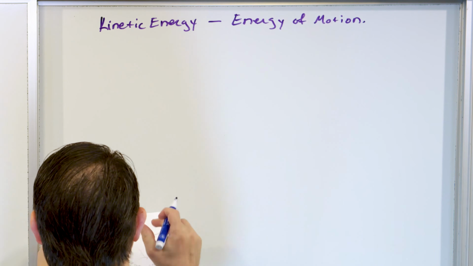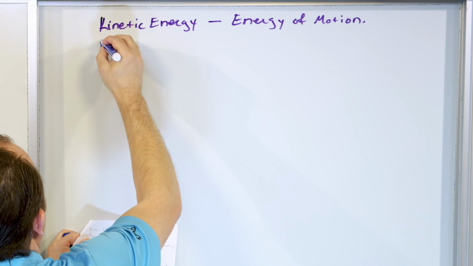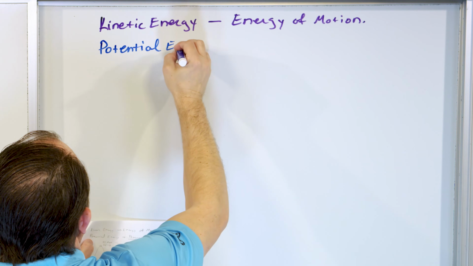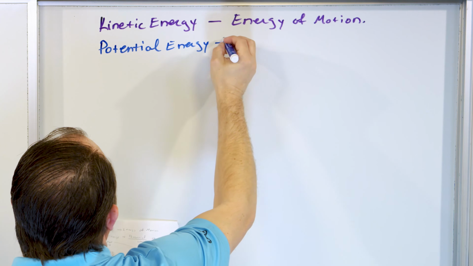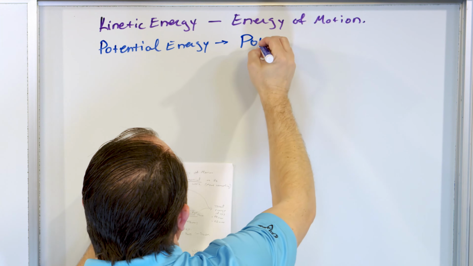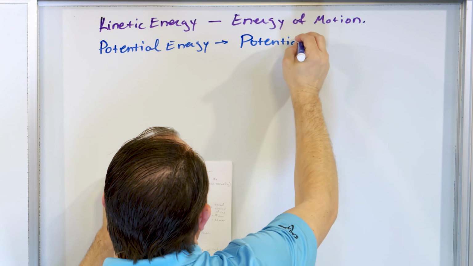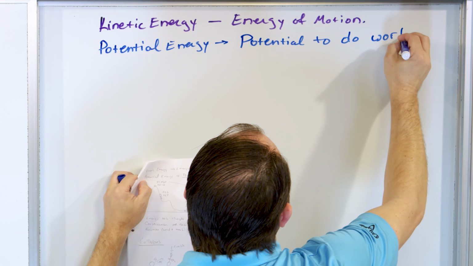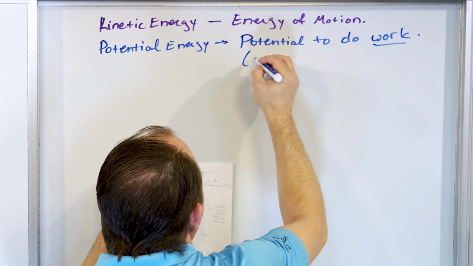Now the counterpoint to this, the other kind of energy we're going to talk about in the beginning here is called potential energy. Right? Now, the potential energy is the potential to do what we call work. And we're going to define work later, but work is basically to move something.